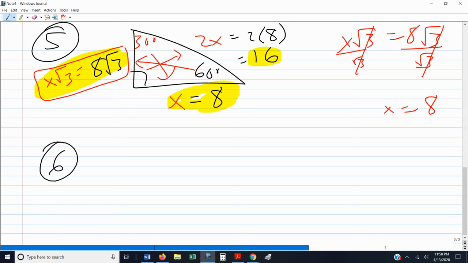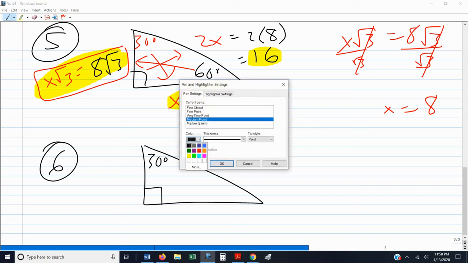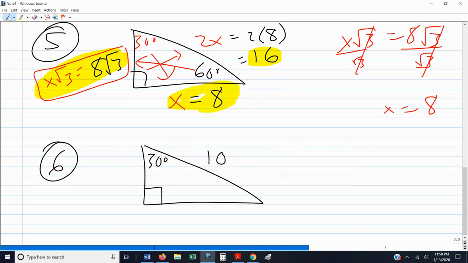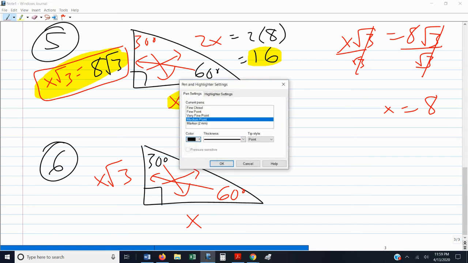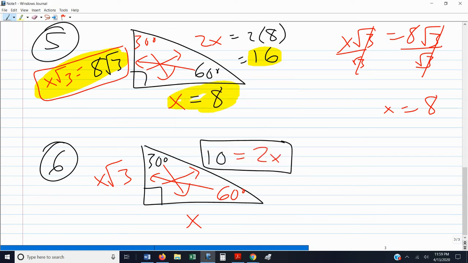The next one, number 6, I'm going to put the 30 degrees here and a 10 here. So I'm going to write in my side lengths. So across from the 30, that's your x. Across from the 90 is your 2x. This is your 60. Across from the 60 is x root 3. All right, so the equation we're looking at this time is that the 2x side is 10.